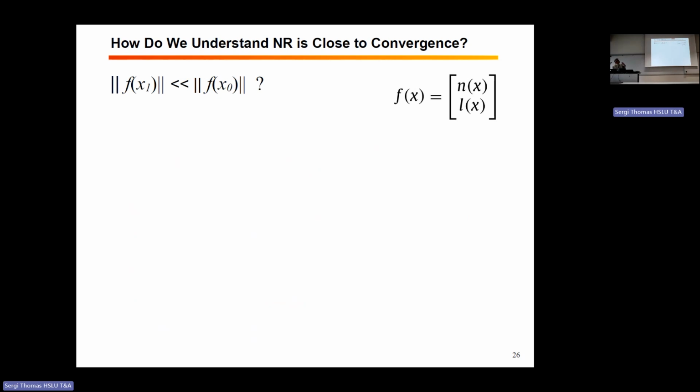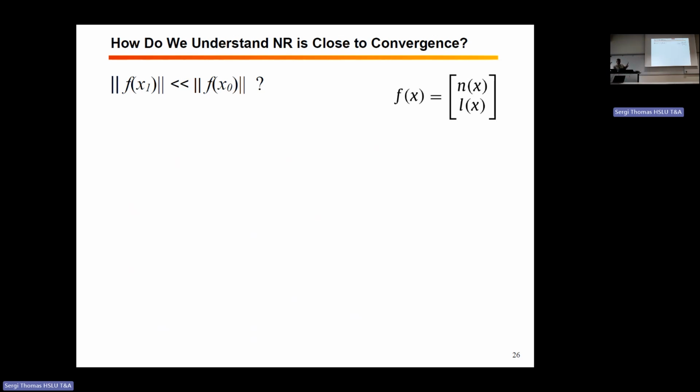Now, here is the main question. Unfortunately, the question is covered by the thing. Sorry about that. The question is, how do we understand if we are close to convergence? You remember the first theorem: if you start close enough, you quickly get to the solution. And of course, there are some cases where you get nowhere. So how do we understand that?